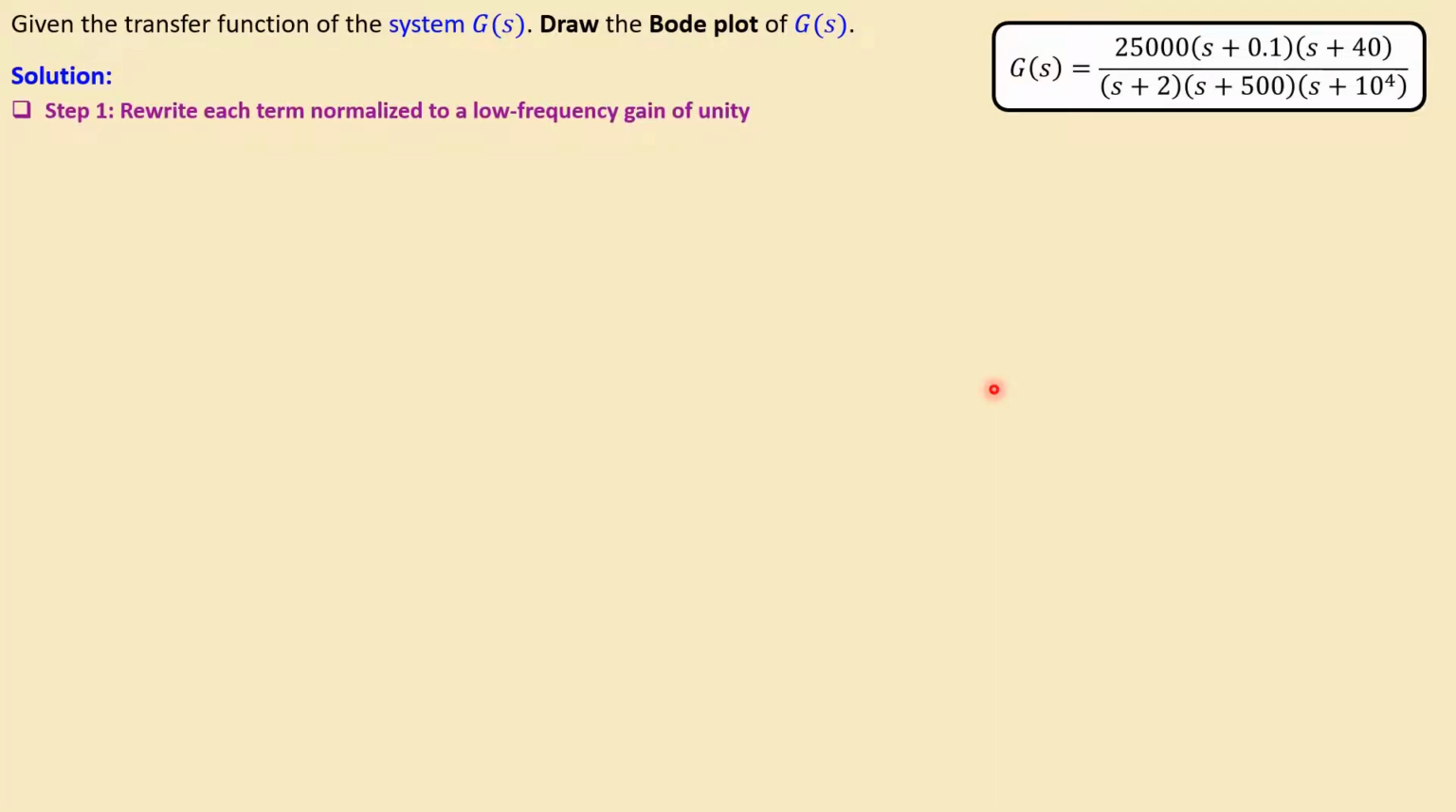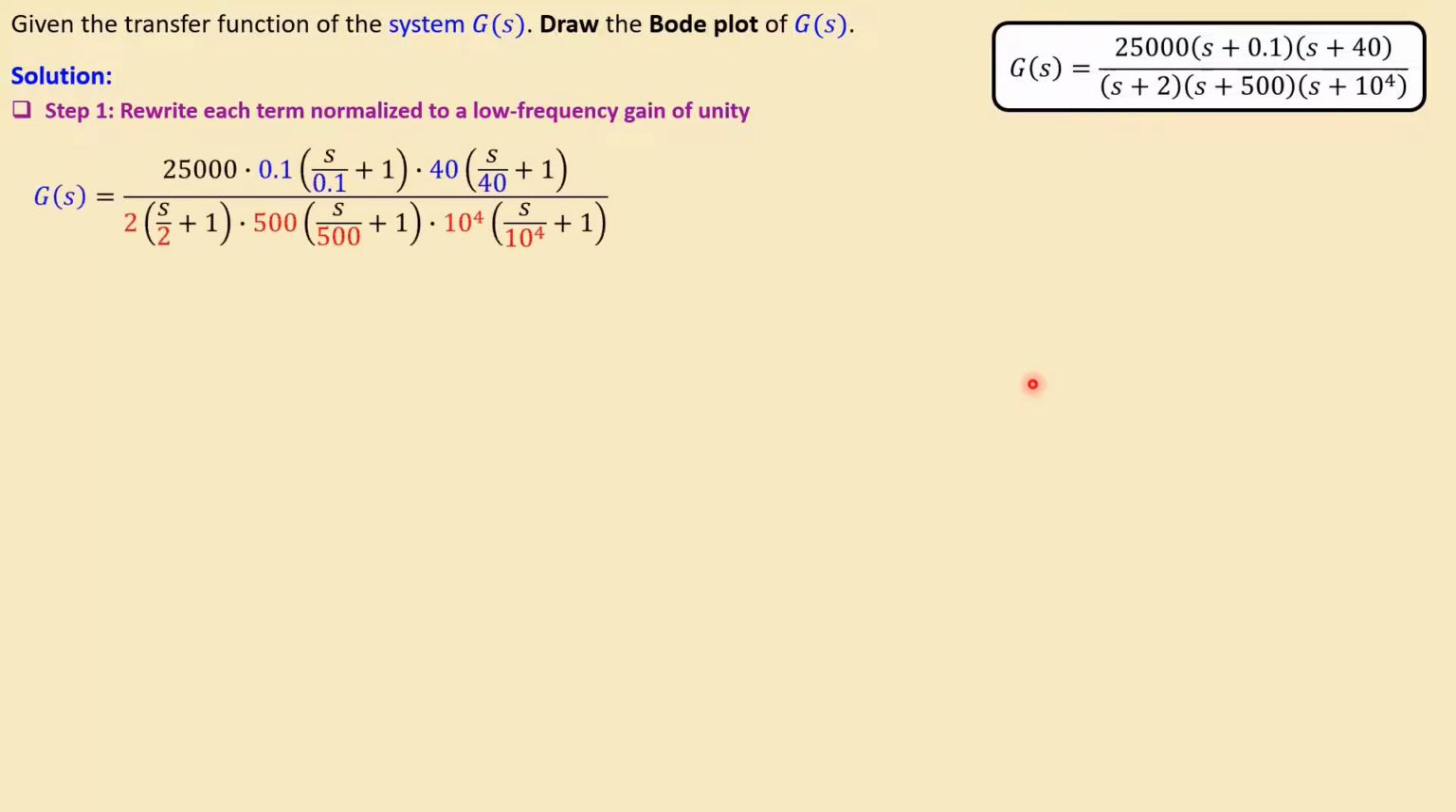So the solution, first one is you rewrite each term normalized to a low frequency gain of unity. So what does it mean? Let me rewrite this and see what we can discuss about this. We have now this 25,000. Each term here, you will actually get it out such that you have a term plus 1. So 0.1 will be converted to 1 by dividing by the 0.1. And you also divide this term.